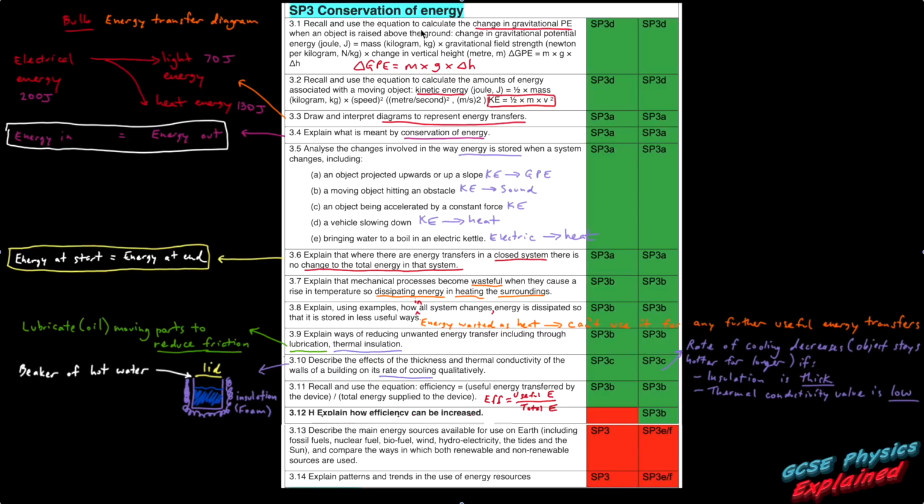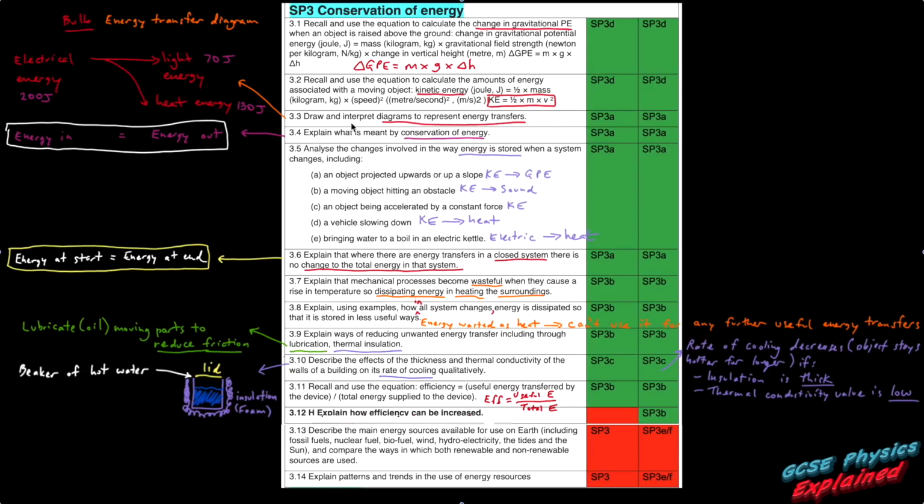Recall and use the equation to calculate the change in gravitational potential energy. This triangle here means delta, which is change in. So the change in gravitational potential energy equals mass times gravity times the change in height. You need to know about kinetic energy, how to calculate it. So kinetic energy is one half times mass times velocity squared.